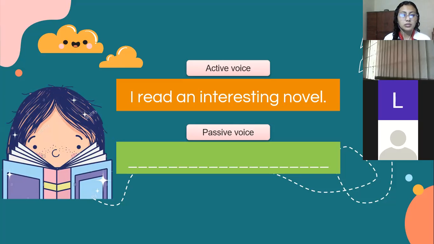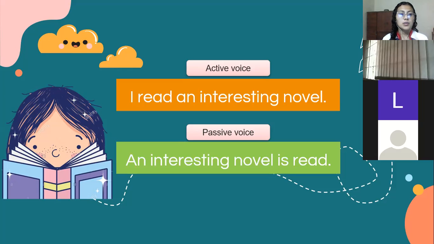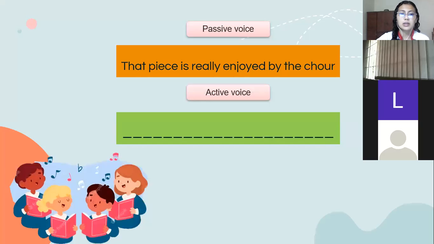The object pronoun. Tell me. Do you know? In this case, I will say an interesting novel is read by me. Remember that we are talking here about the present, okay? About the present simple. An interesting novel is read. Very good.